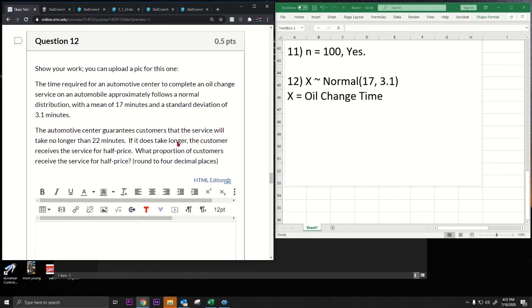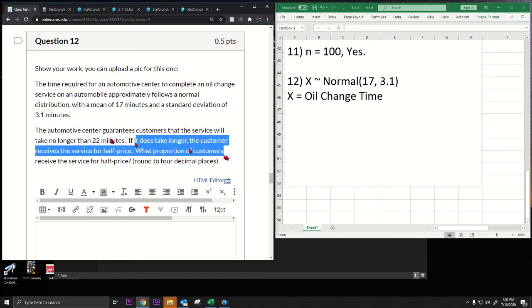Okay. We've got an oil change time. Oil change service on an automobile approximately. Okay. Got it. By the way, I think I did this video before, just like another question I did earlier with roulette. But let's see. The automotive center guarantees customers that the service will take no longer than 22 minutes. If it does take longer, the customer receives the service for half price.